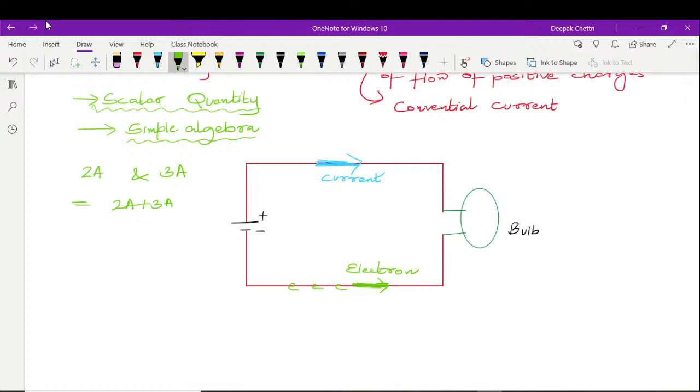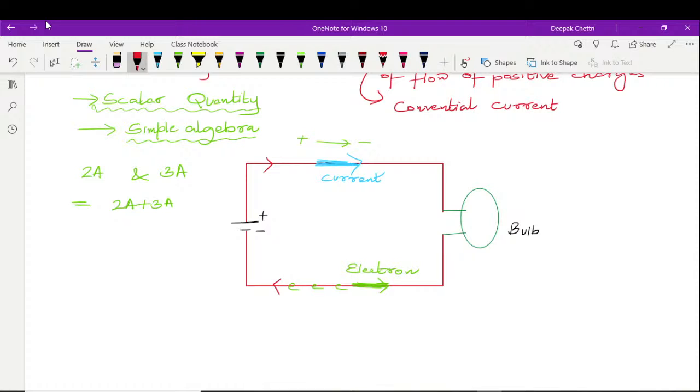Okay, now what is the direction of current? It is from positive terminal of the battery to negative, right? So from positive to negative. That's why whenever we draw the circuit, we draw this arrow to show the current. This arrow is because we are saying that the current will start from positive and go to the negative. So that is the direction of current.